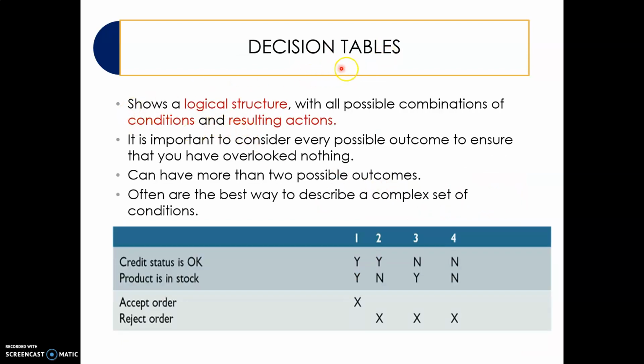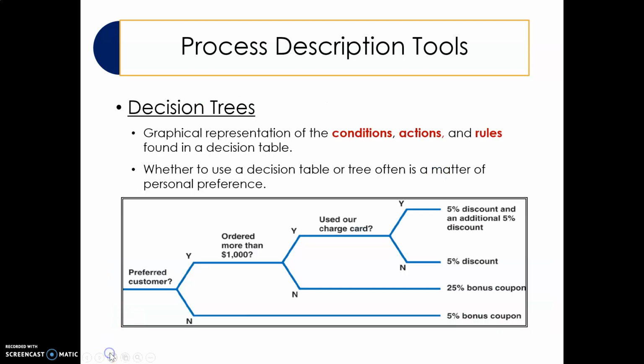So moving on to the decision table. A decision table is a logical structure with all possible combinations of conditions and resulting actions. It is important to consider every possible outcome to ensure that you have overlooked nothing, meaning that it can have more than two possible outcomes. For the decision tree, it is a graphical representation of the conditions, actions, and rules found in a decision table. So you can use a decision table or tree.